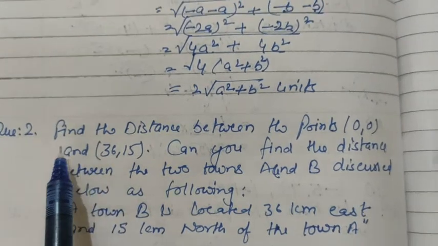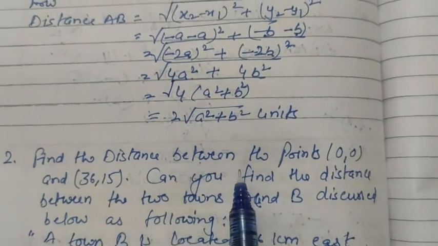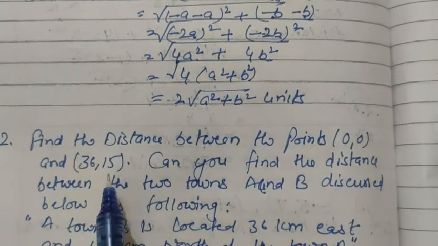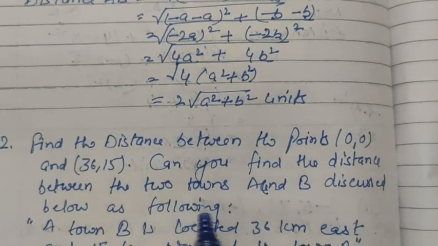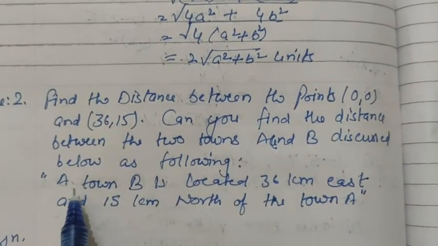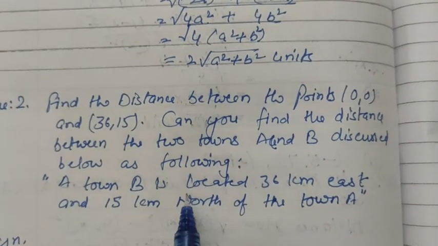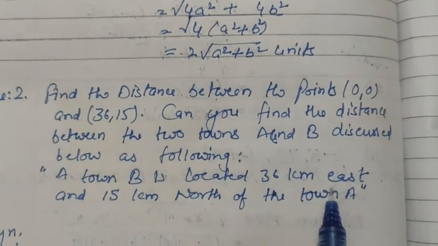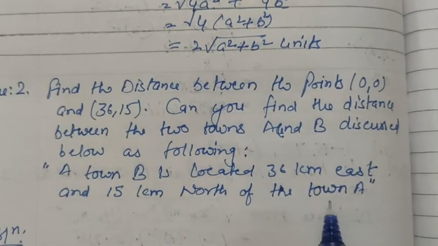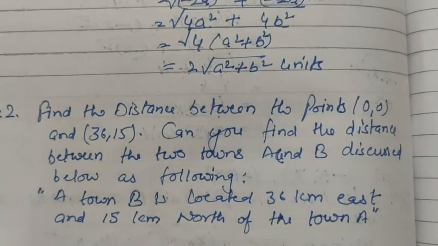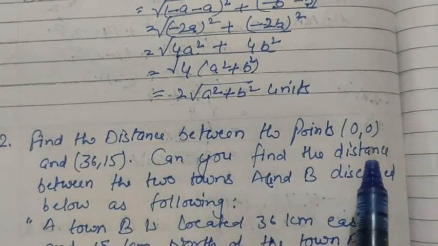In the next problem, that is question number 2, find the distance between the points (0, 0) and (36, 15). Can you find the distance between the two towns A and B discussed below as follows? We are given a town B which is located 36 km east and 15 km north of the town A. So let's start. Initially we have given points as (0, 0) and (36, 15).